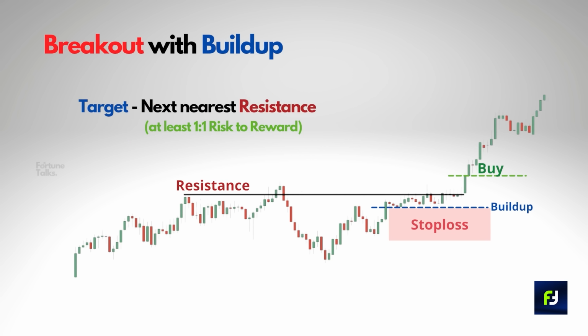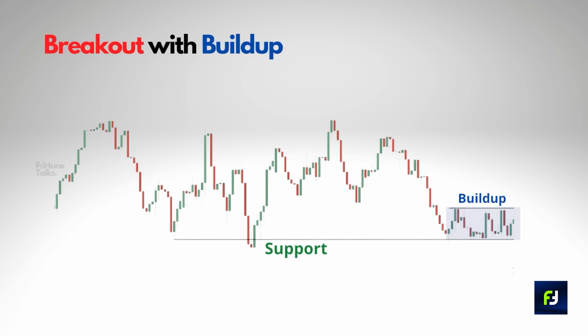Now talking about the targets, my target would be the next nearest structure. In this case, the next nearest resistance level. Now look through your charts, look at the price approaching the support area, and ask yourselves what happens if there is a consolidation at the support area, and what will you do? Comment down below.